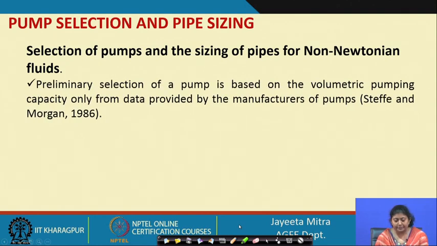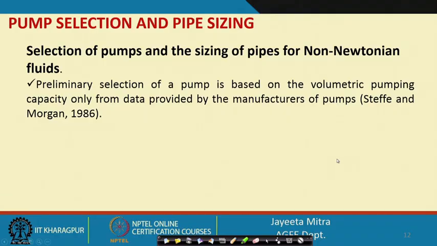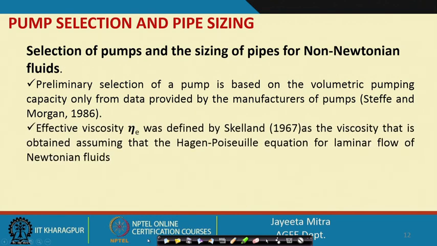Now, the selection of pumps and the sizing of pipe for non-Newtonian fluids. The preliminary selection of a pump is based on the volumetric capacity of the pump, and often this kind of information we can get from the manufacturer's data. They provide this with the pump, and also the effective viscosity is related to the efficiency of the pump. This kind of graph has been developed to identify the effect of viscosity on the pumping capacity.